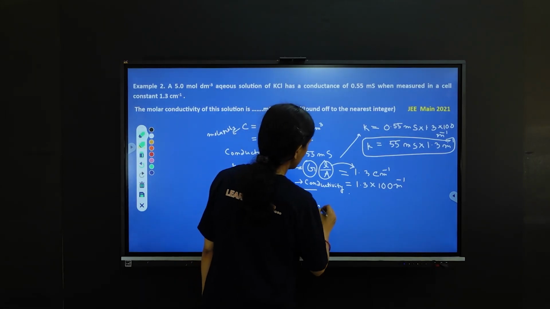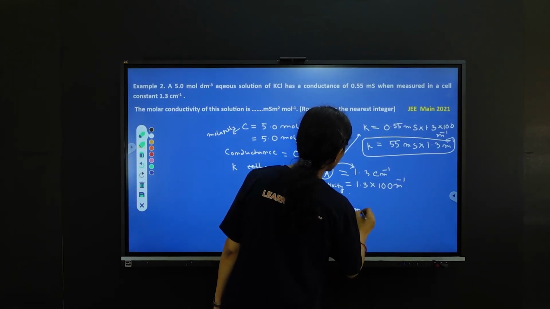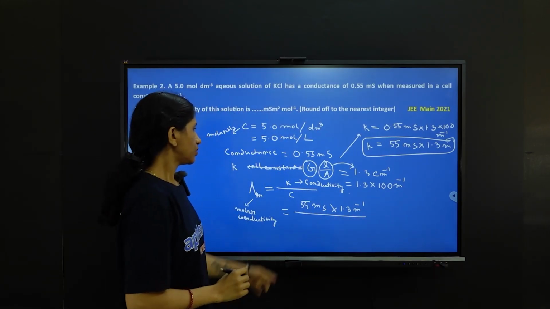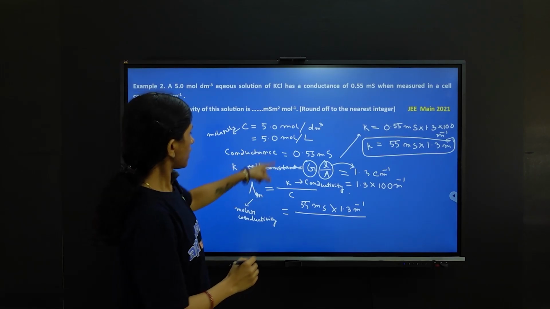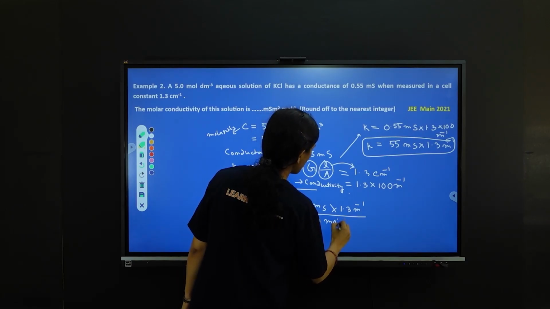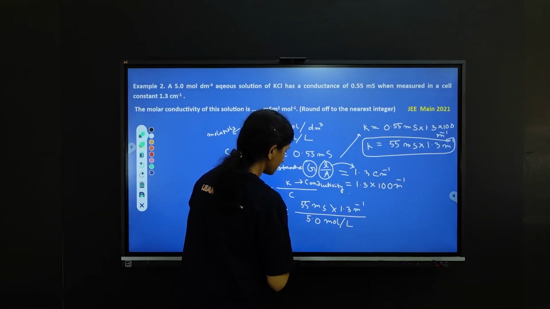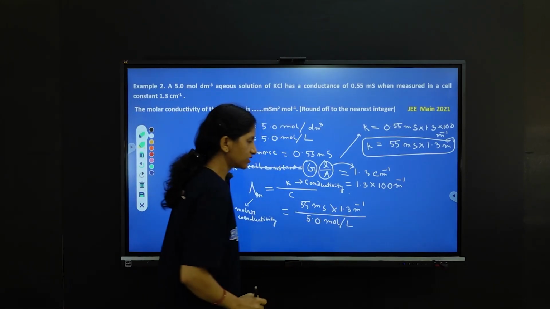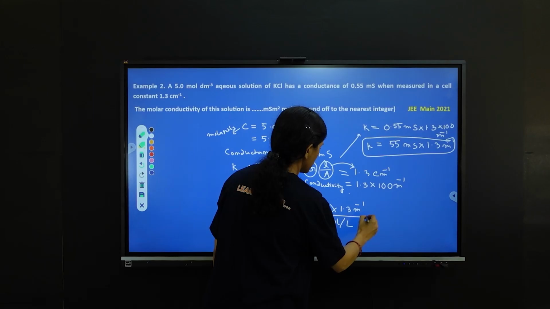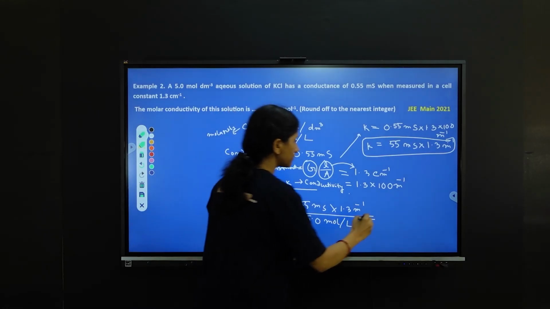55 millisiemens times 1.3 meter inverse divided by your concentration, that is in molarity we have it as 5.0 mole per liter, and if you now check for the unit, liter can go up with the... so if you calculate the numbers you will get 14.3.